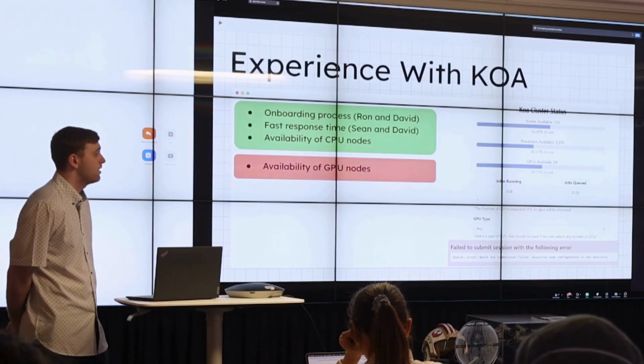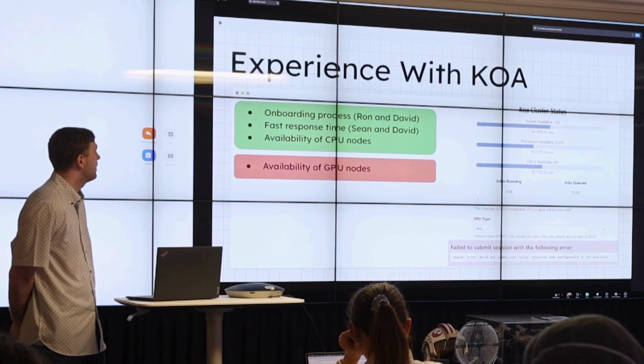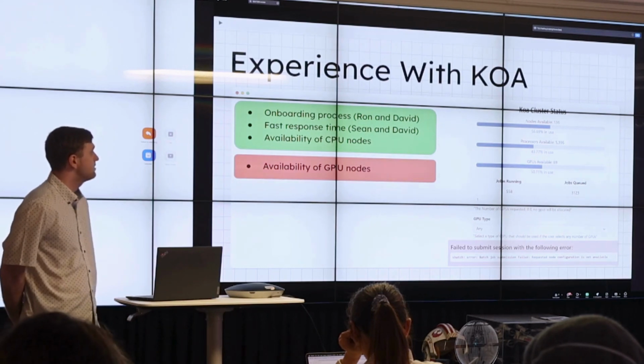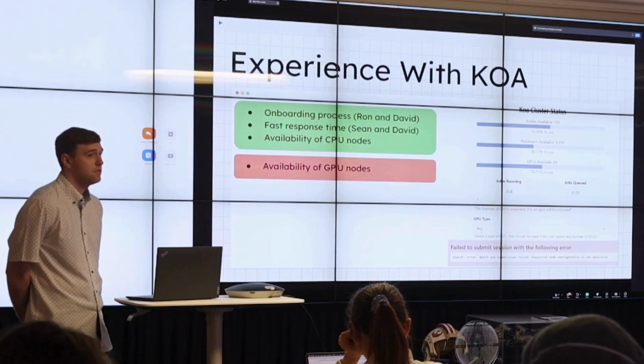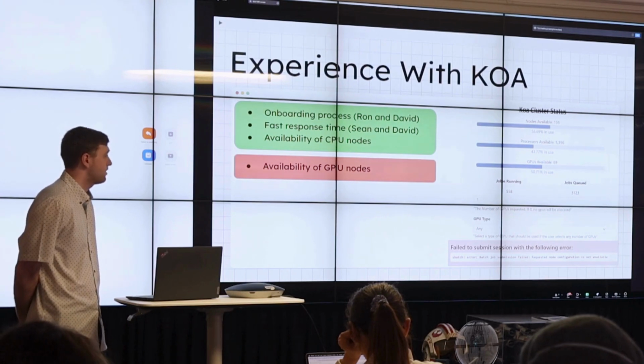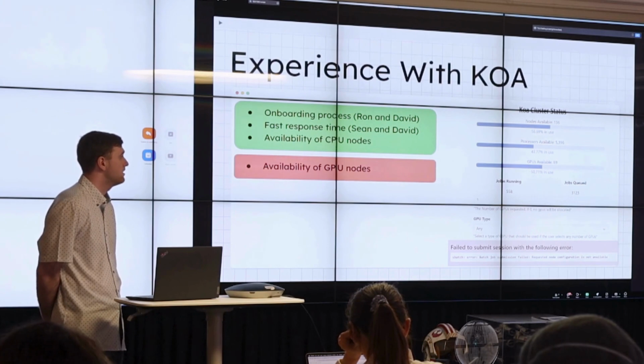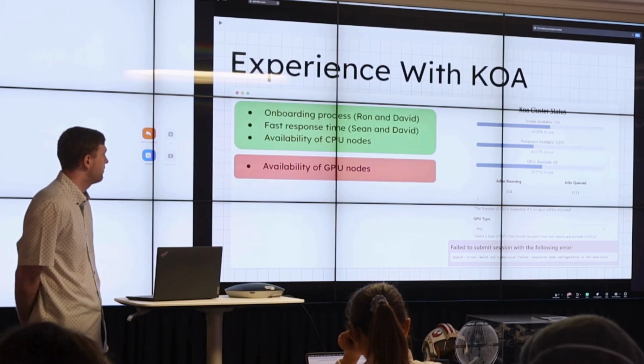As for our experience with Koa, I went around the lab just to see what some of us had to say. The onboarding process with both Ron and David, we found to be a really useful experience. It's about an hour and a half, but definitely worth it. There's also always very good support from both Sean and David. I feel like within a day or so we get something back if we have issues, so we're very grateful for that.